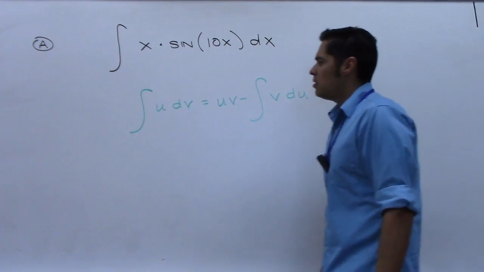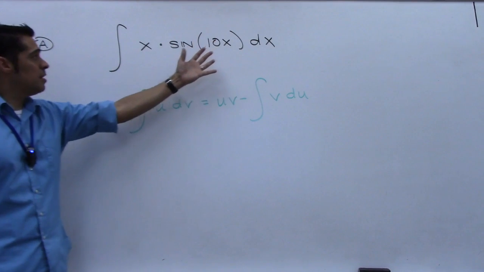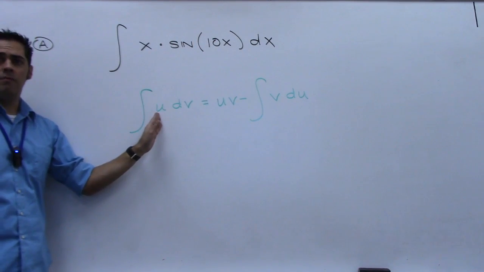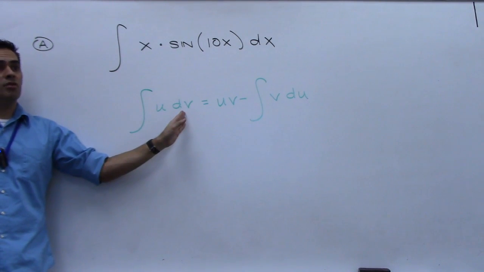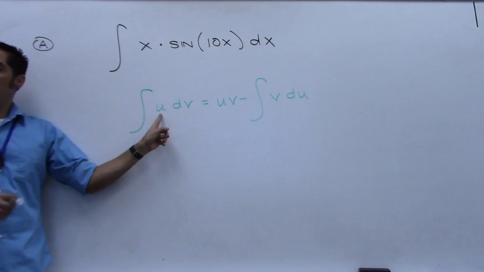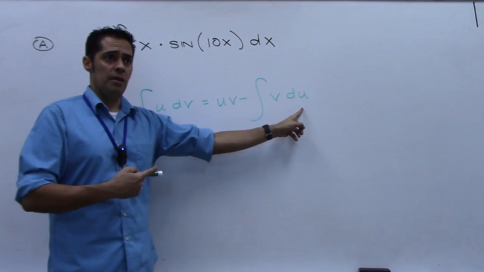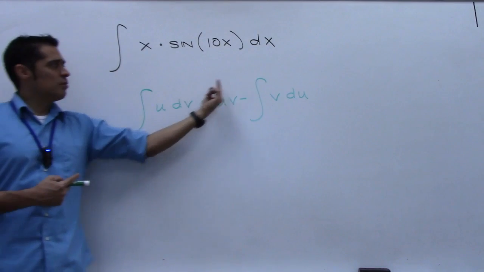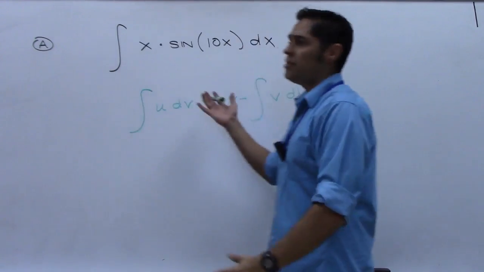So what I'm going to do is look within this integral and see, is there something that I could call u, and is there something that I could call the derivative of some function, which I'll call dv. And what I want is that whatever I choose for u over here, its derivative is going to appear over here. And whatever I choose for dv over here, its antiderivative is going to appear over here. Understand?